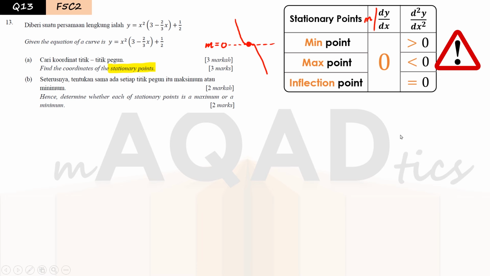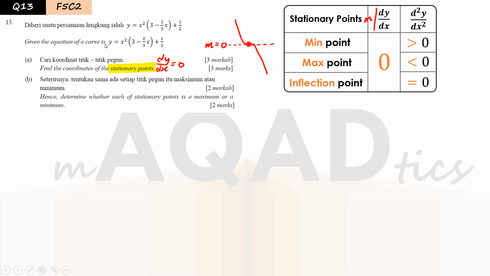Now let's get back here. To find the stationary points, the similarity for all these 3 types of points is that dy over dx must be equal to 0. So what we need is the dy over dx first. Then later on, we can set it equal to 0.